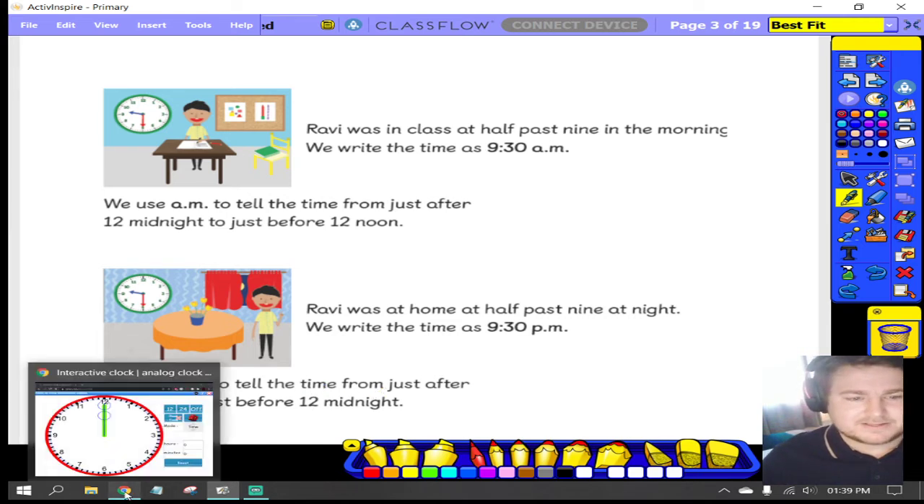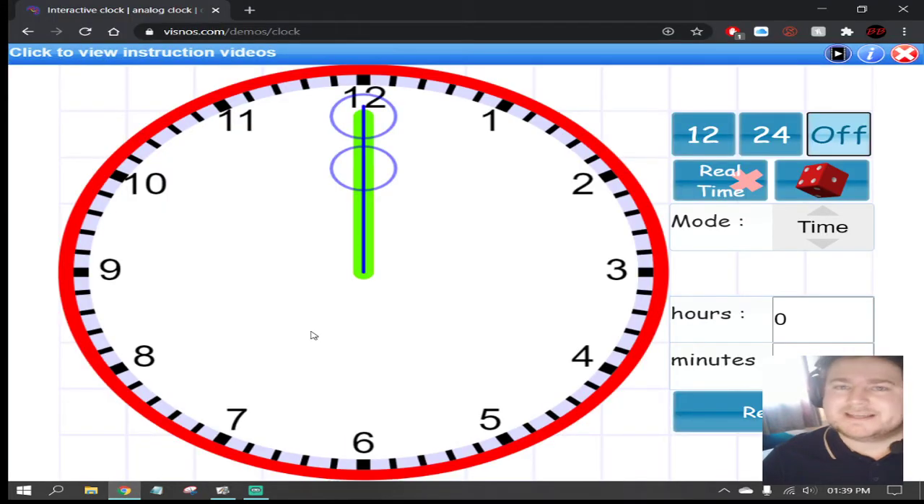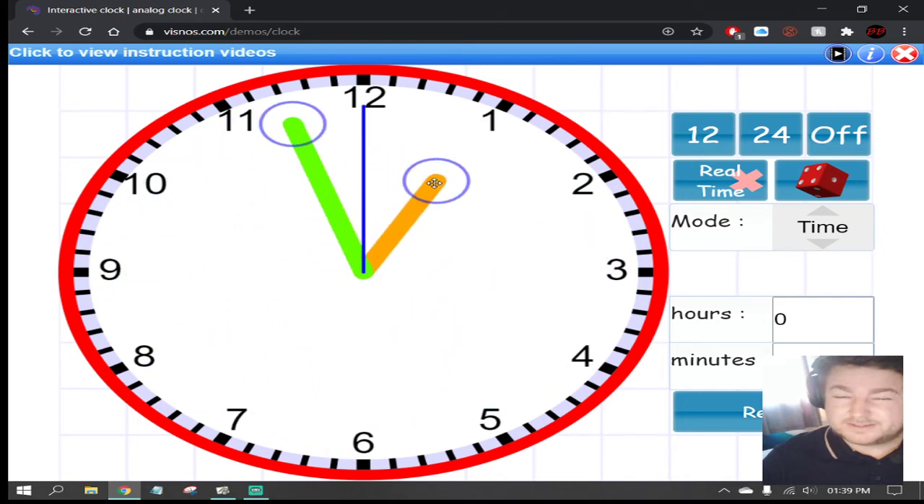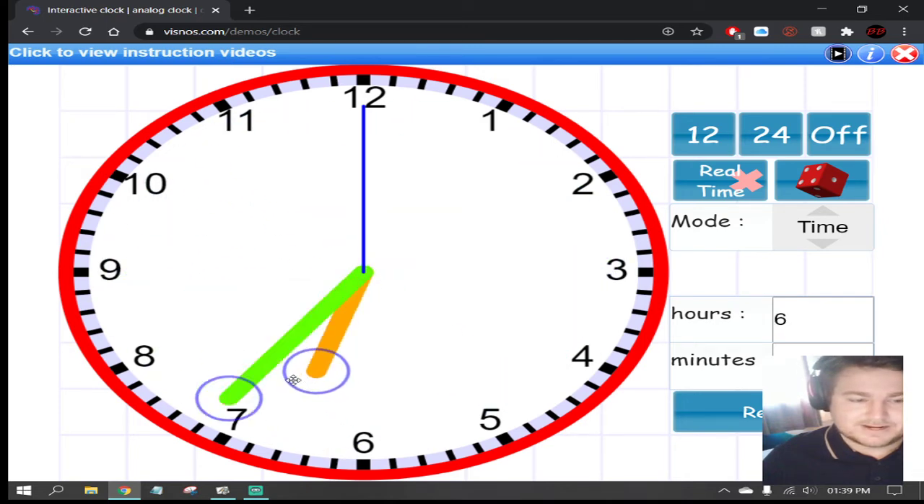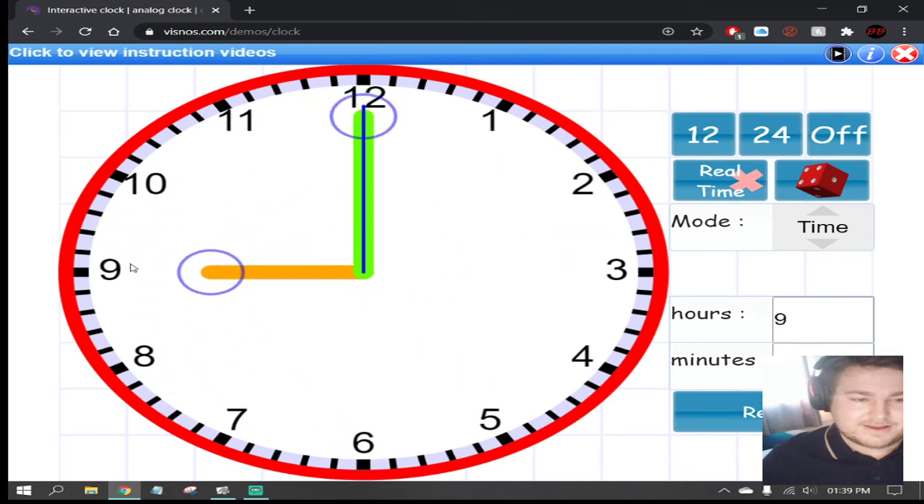Let's go back to our clock and see if we can make 9:30. Doesn't matter if it's AM or PM. I would suggest going with the hour hand, the smaller hand, all the way round to the 9. There we go. Just make sure that's right. Now, that says 9 o'clock, because I wanted 9:30.